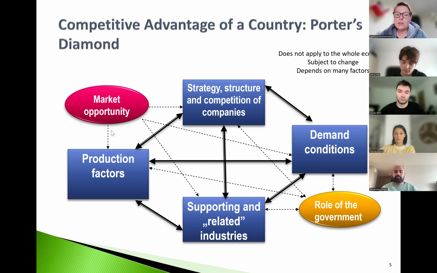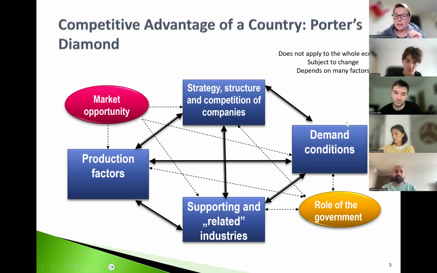Let's start with production factors. Production factors are all the factors that are connected to actual production, which comes down to access to resources, access to ingredients, access to labor, which will be skilled or inexpensive, access to finance, access to research, access to institutions that will support the development of your production processes, right? So these are all production factors.